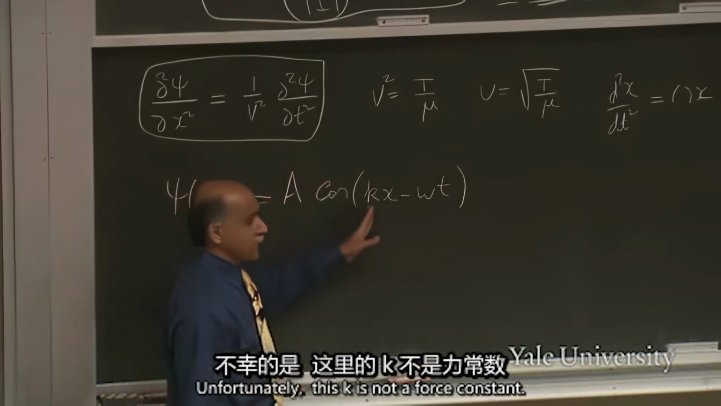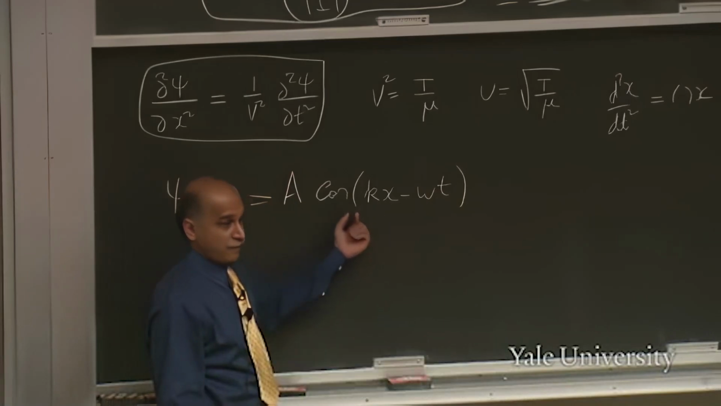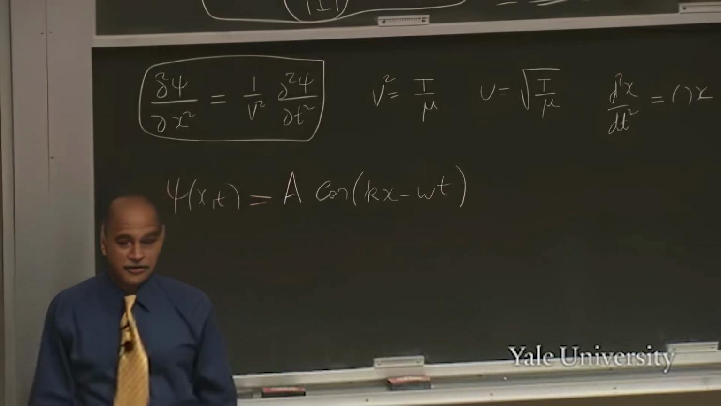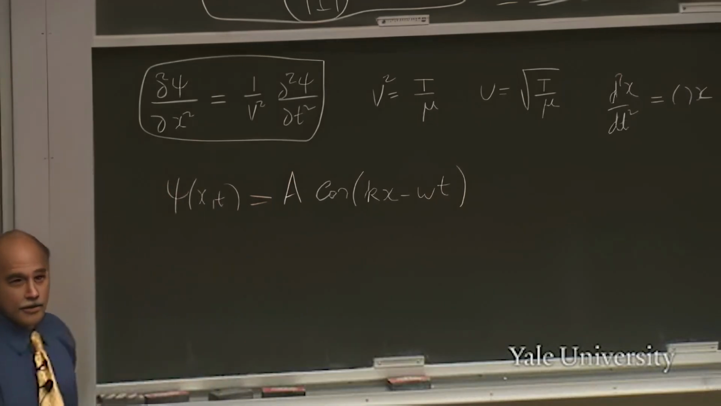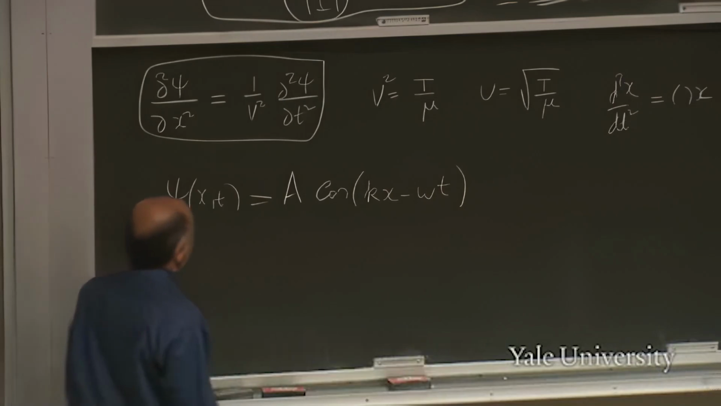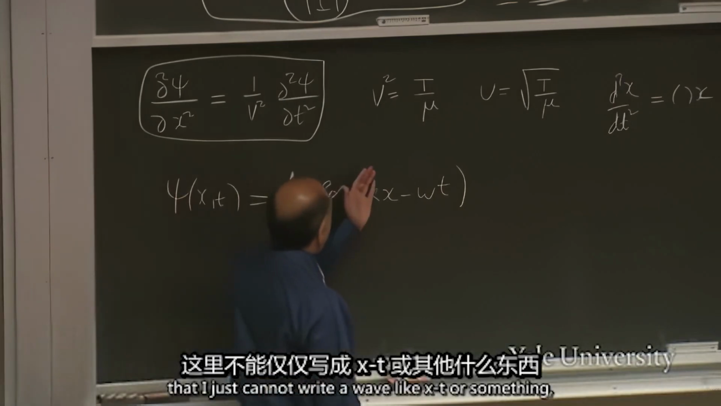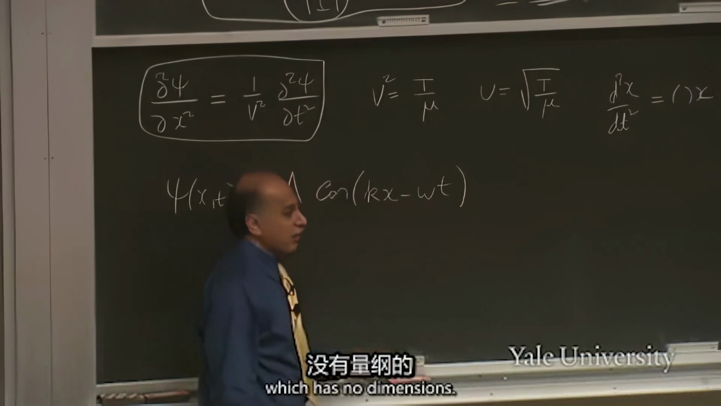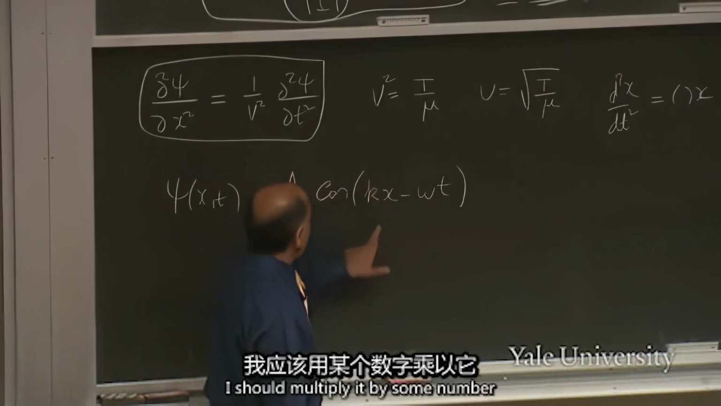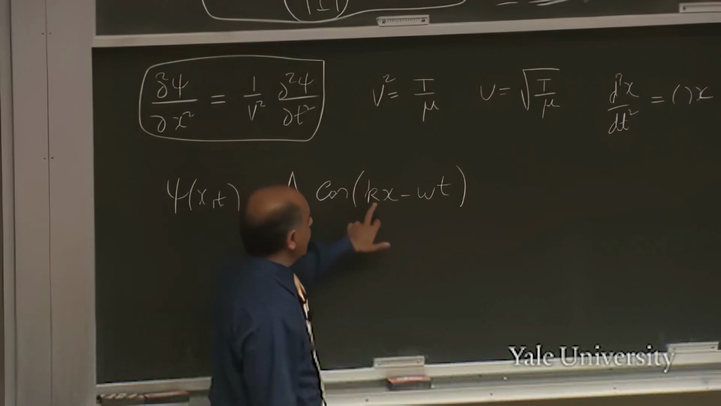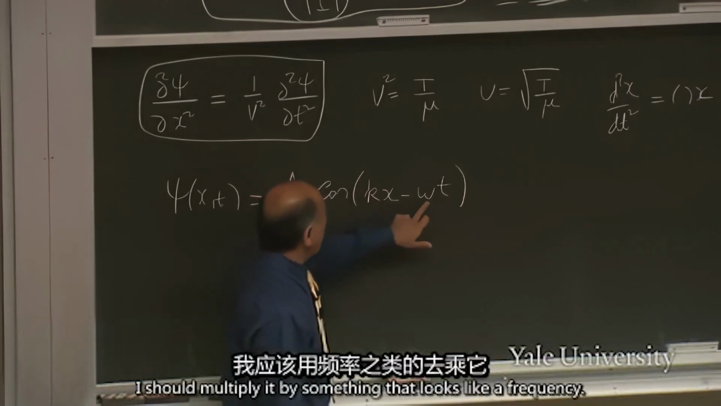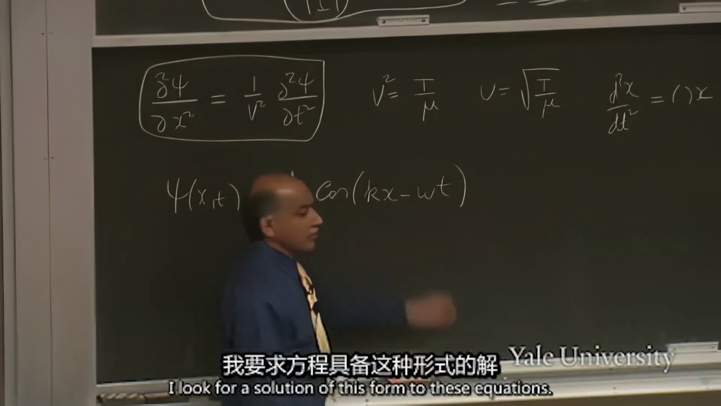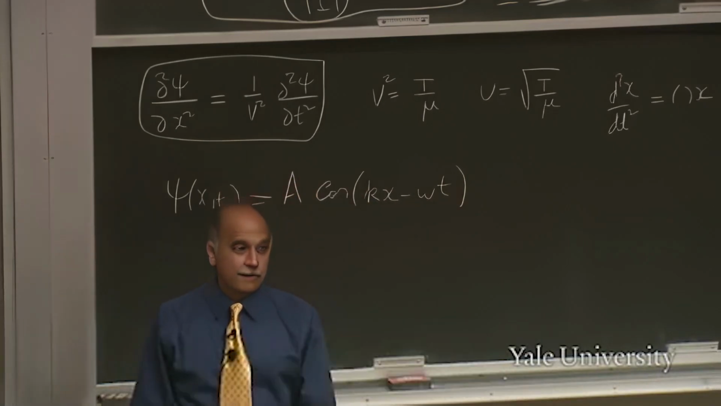Unfortunately, this k is not a force constant. It is some new symbol. And omega is another symbol whose meaning we will deduce shortly. At least you can see that I cannot write a wave like x minus t or something, because cosine should have an argument which has no dimensions. So if I have an x, I should multiply by some number that's got units of inverse x. And if I have a time, I should multiply by something that looks like a frequency. From dimensional analysis, I look for a solution of this form to these equations.